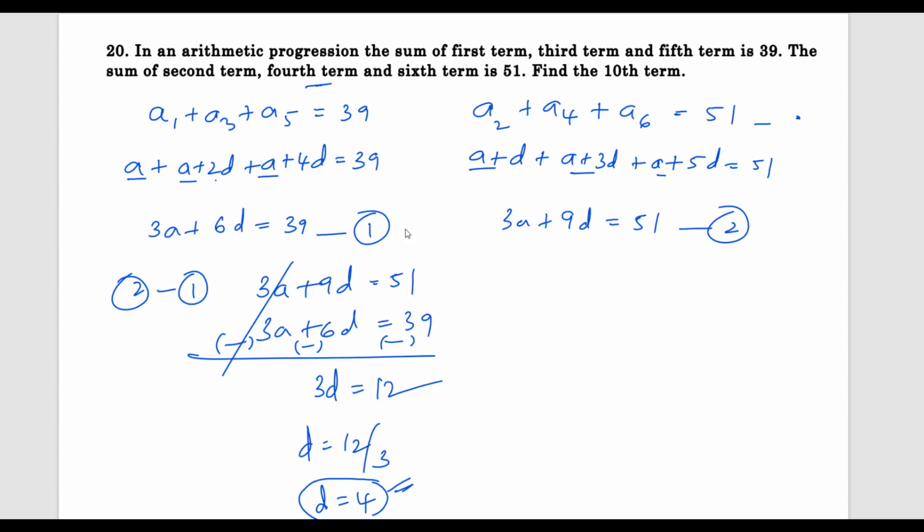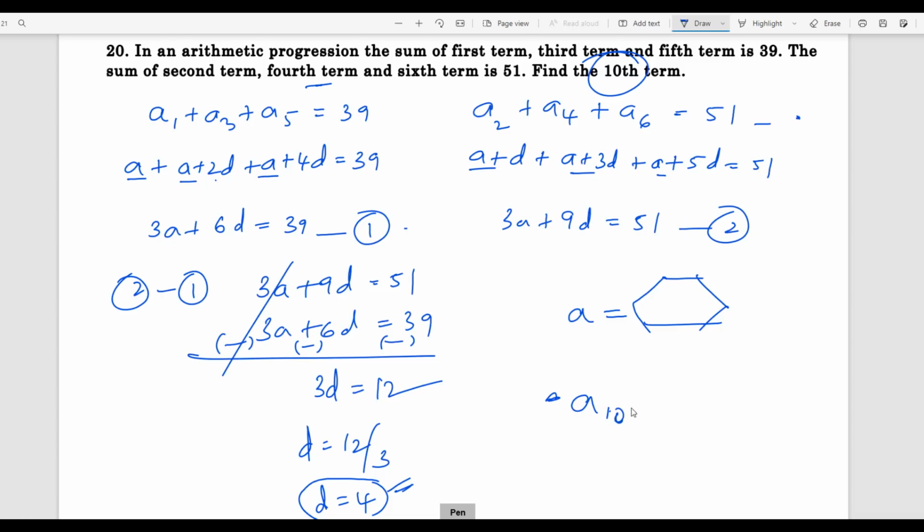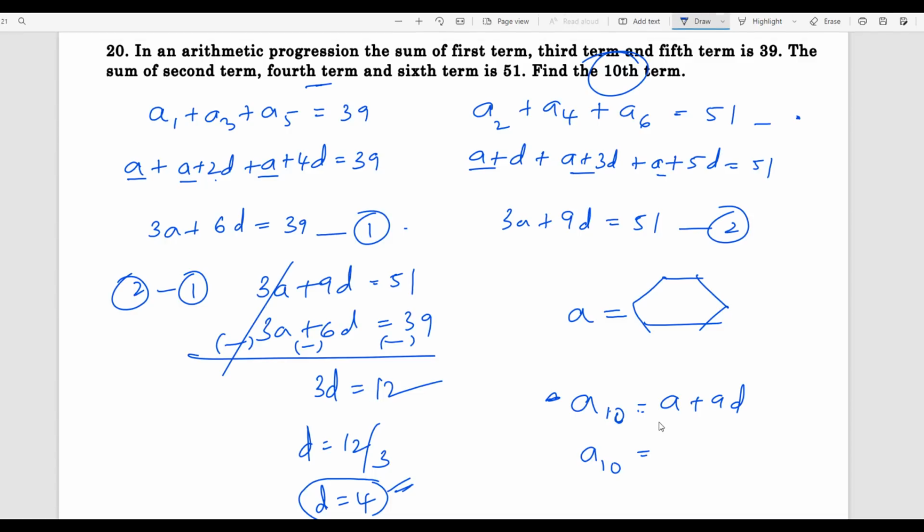Now substitute the value of d in any one of the equations, find out the value of a. That I'll give for you to do it and find out the first three terms. Sorry, we should find out the 10th term, that is a10 equals a plus 9d. Or we can use the formula an equals a plus n minus 1 into d. You get the same relation.